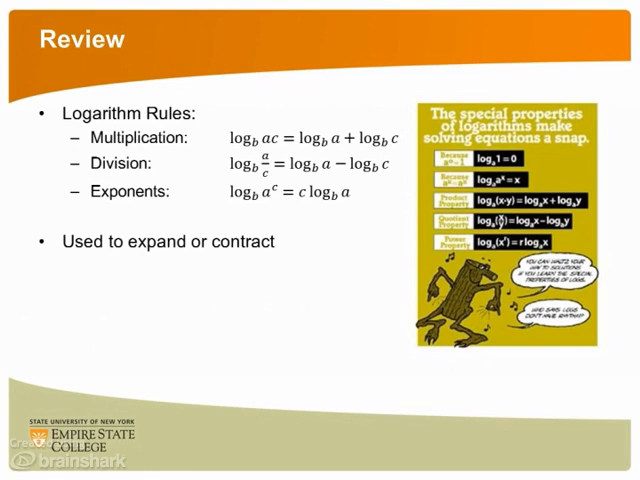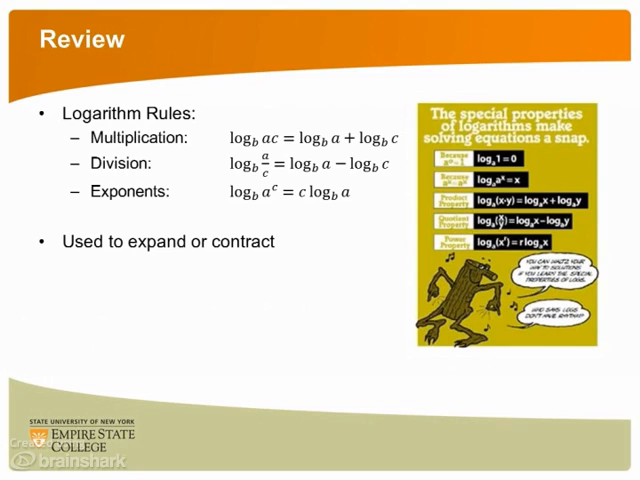Remember the three rules for logarithms. The log of a multiplication is the same as the sum of the logs of the factors. The log of a division equals the difference of the logs of the things being divided. The log of something raised to a power equals the power times the log of the base of the exponent.